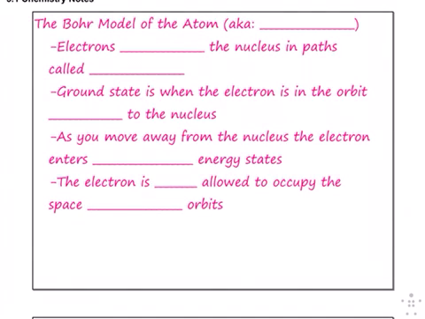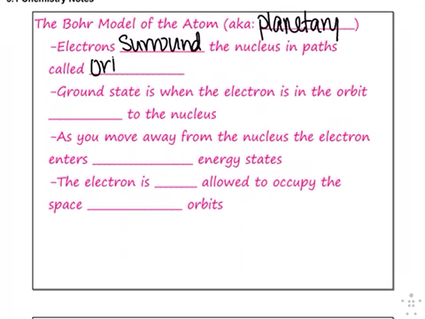So, the Bohr model of the atom. Last we were with Rutherford's model of the atom, and that one was really all about the nucleus. But the Bohr model of the atom is really about the electrons now. Sometimes this is referred to as the planetary model. His model states that the electrons surround the nucleus and move in paths, and we call those paths orbits.